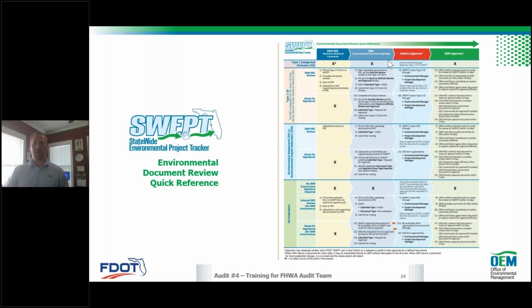The red box at the top is a district approval required for this particular class of action, this particular approval itself, and then is an OEM, Office of Environmental Management approval required. And the details in there change slightly depending on what the class of action is, or whether it's a reevaluation versus the first submission of a type 1 categorical exclusion versus the request for approval piece.